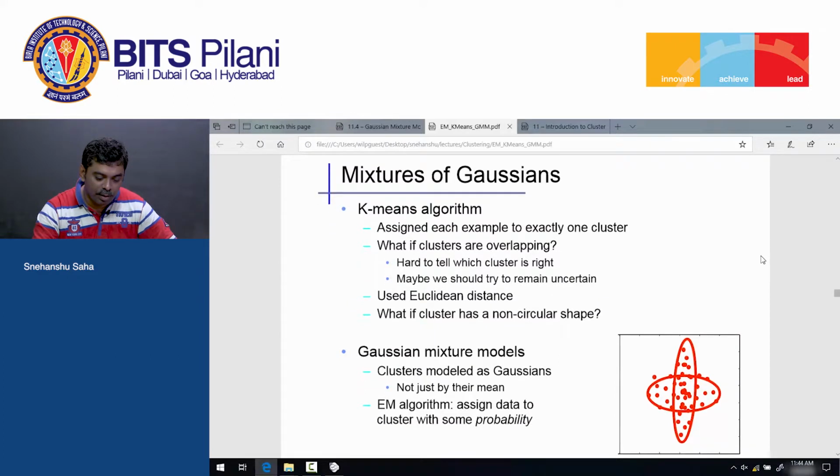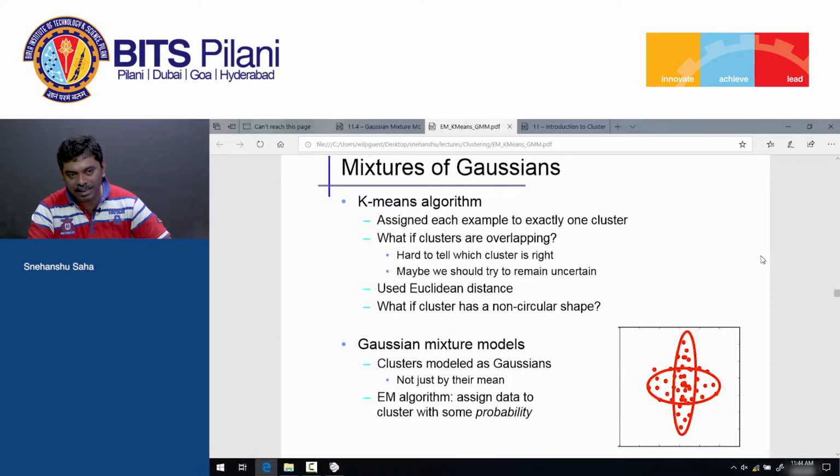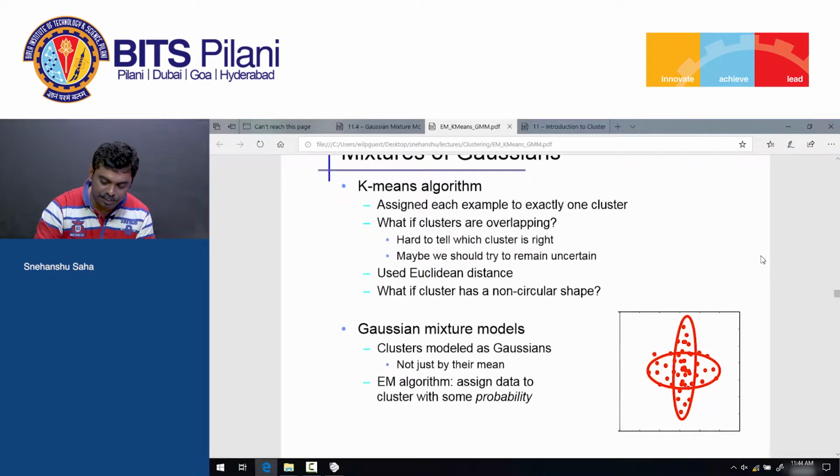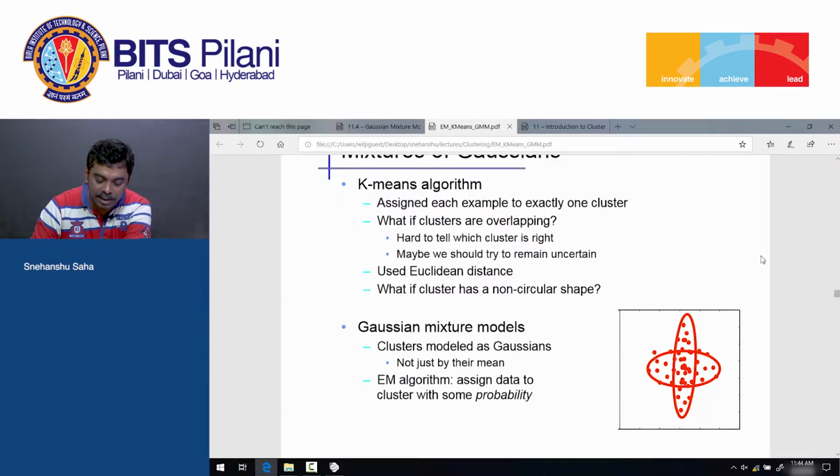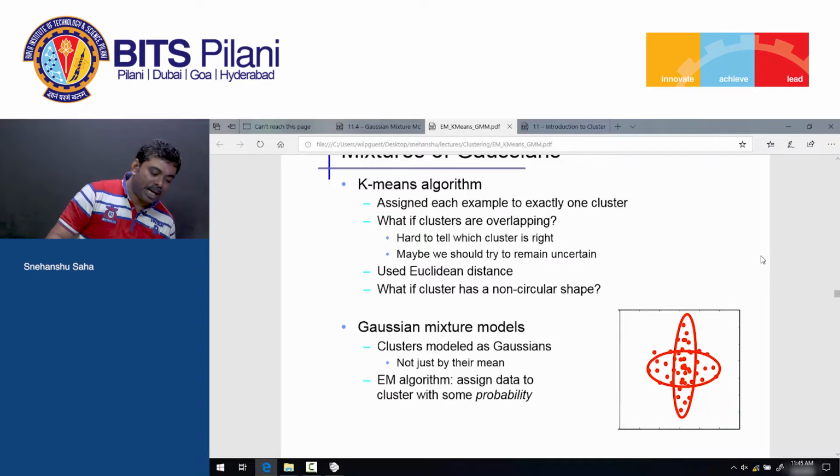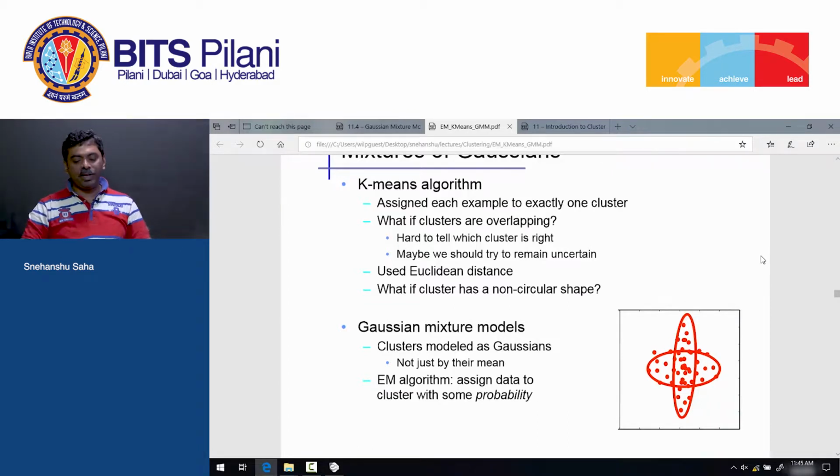What k-means does is assign one data point to exactly one cluster, so there is no notion of probabilistic belongingness. The other problem with k-means is this. Let's look at this particular example. Typically k-means does a pretty good job if your clusters are non-overlapping. If you have one cluster somewhere over here, and another geometrically away from it, then as long as the geometric separation is evident, k-means does a decent job.